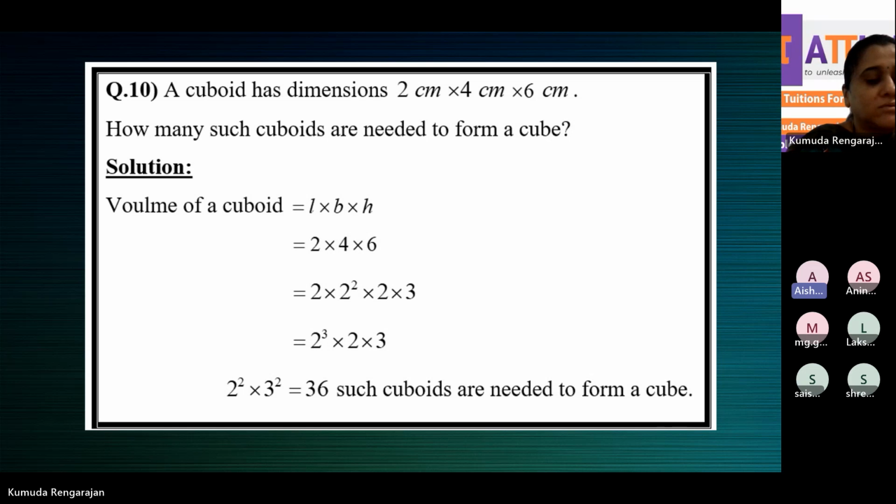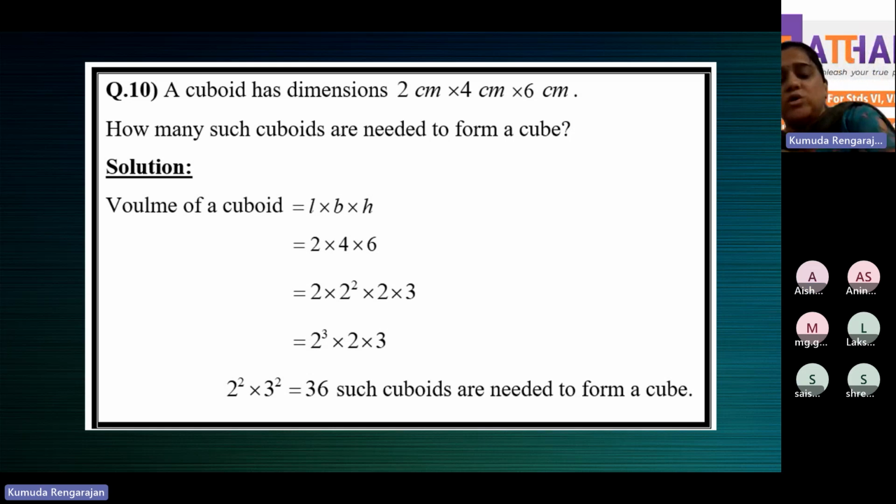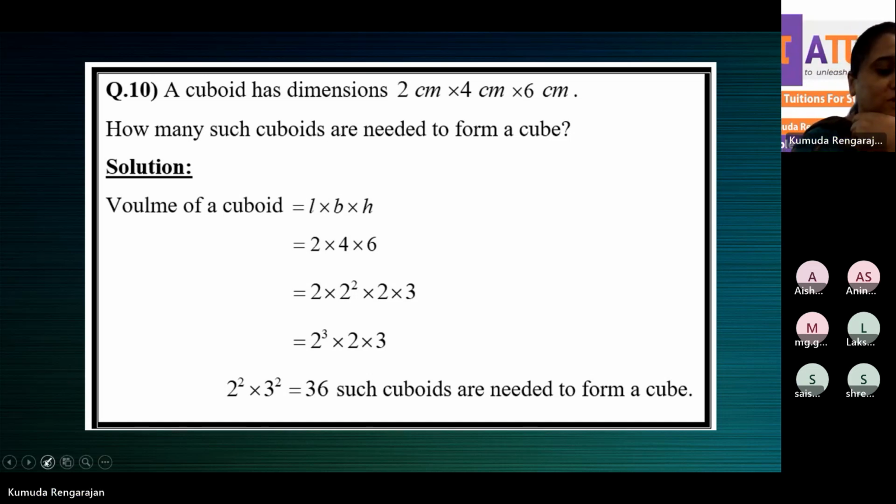Ma'am, this is Aishwarya. I have a doubt. I understand why the answer is 36, but I don't understand in which way the cuboids and cubes are related. Yeah, because here you need to equate the volumes. Now you know that the volume of a cube is always a perfect cube, right? The volume of a cube.